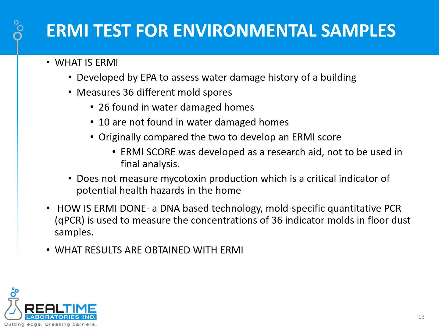What is ERMI? It was developed by the EPA to assess the water damage history of a building. It measures 36 different mold spores. 26 are found in water damaged homes and 10 are not, and they are put on separate sides of the result sheet. They were originally comparing the two to develop an ERMI score.